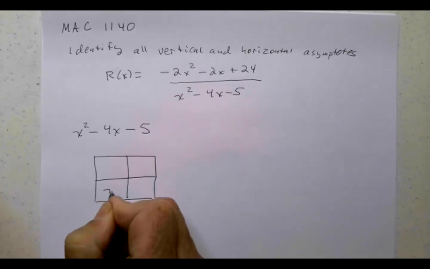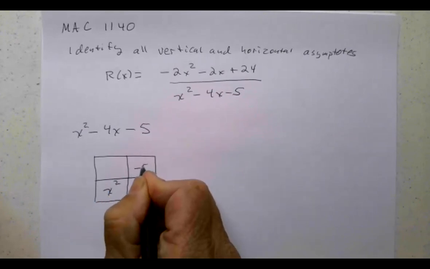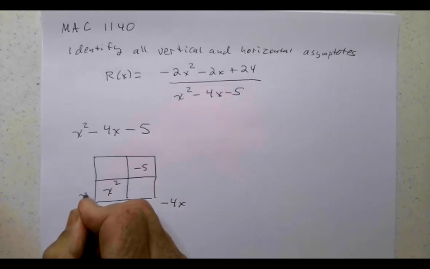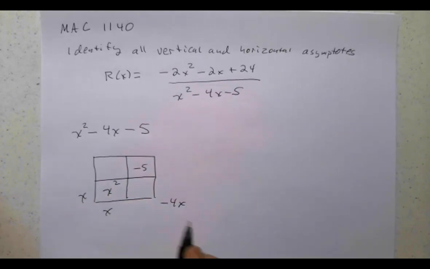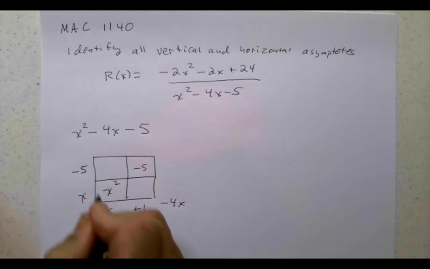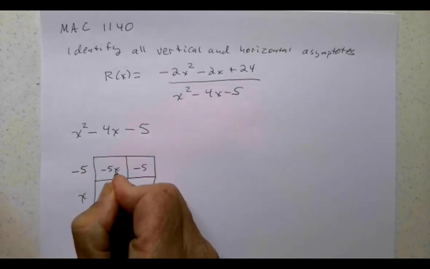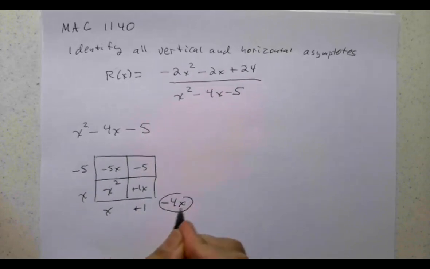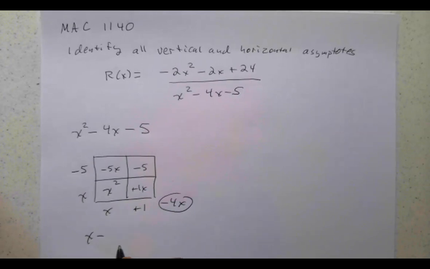First term here, x squared. Last term here, negative 5. Middle term, negative 4x. How do we build x squared? That's x times x. Minus 5, how about negative 5 times positive 1? I think that'll work. Negative 5 times x, negative 5x, positive 1 times x, positive 1x adds up to negative 4x. That gives me x minus 5 times x plus 1.